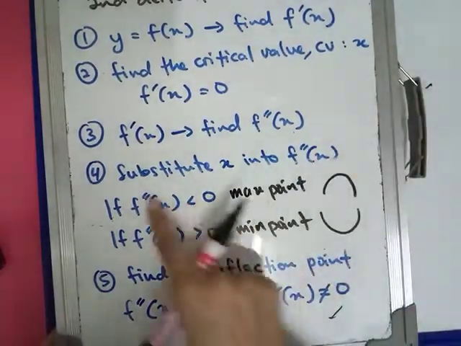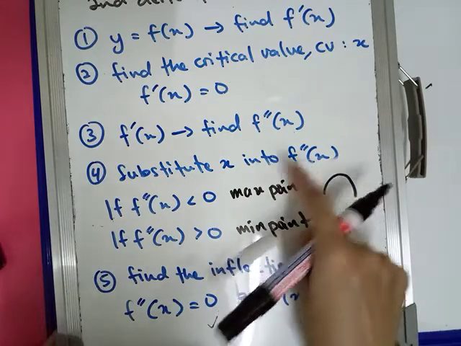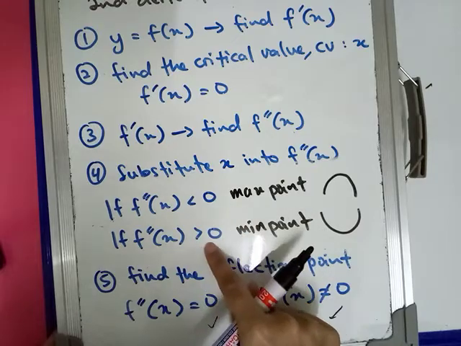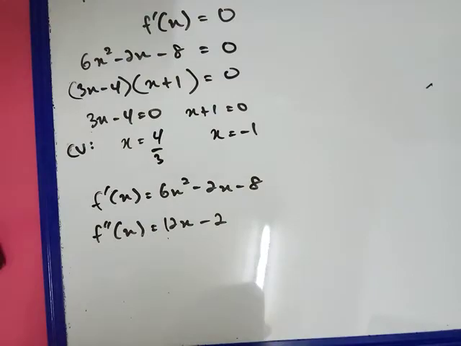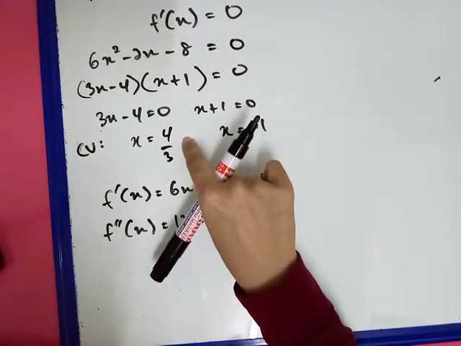What's next? Step 4. Step 4 is to substitute the value of x into the second derivative. If you get less than 0, there is a maximum point. If you get more than 0, there is a minimum point. So let's do step 4. First, x equals 4 over 3, right?